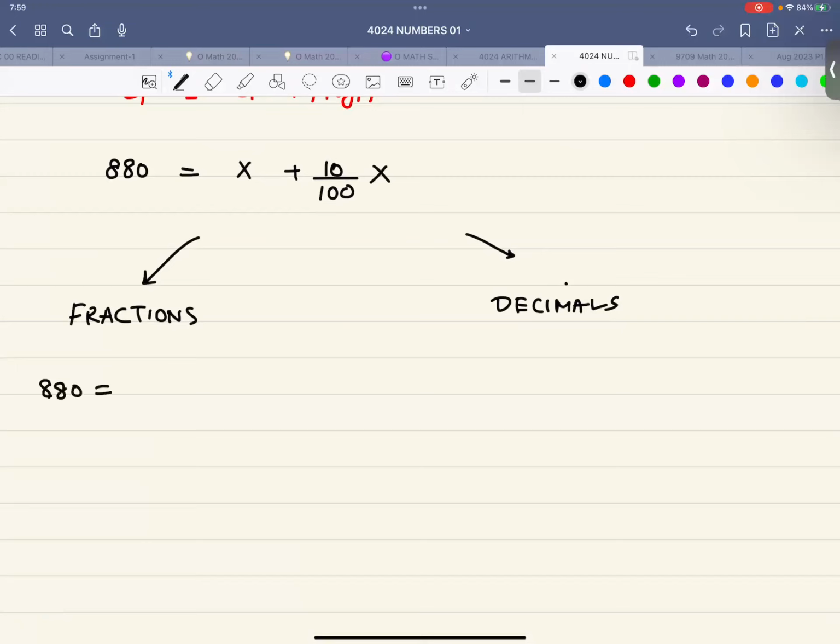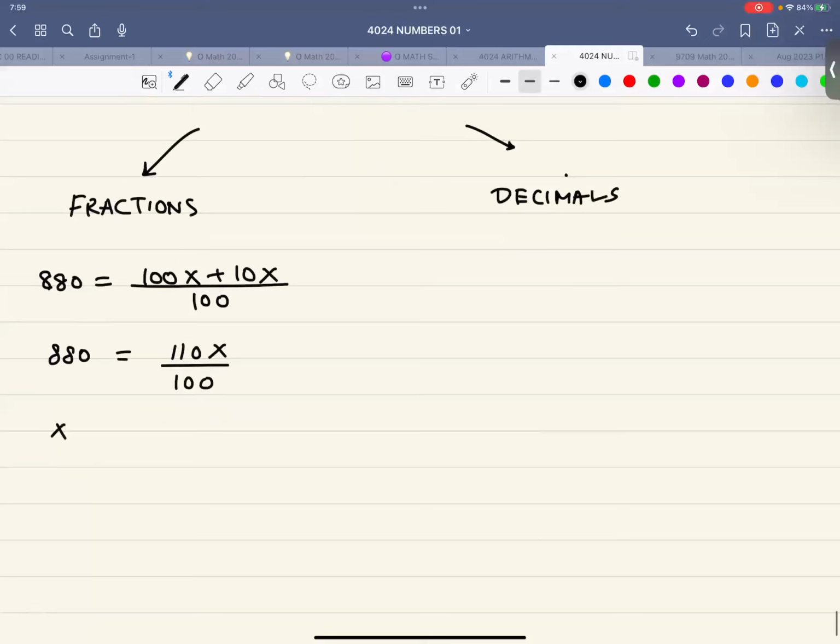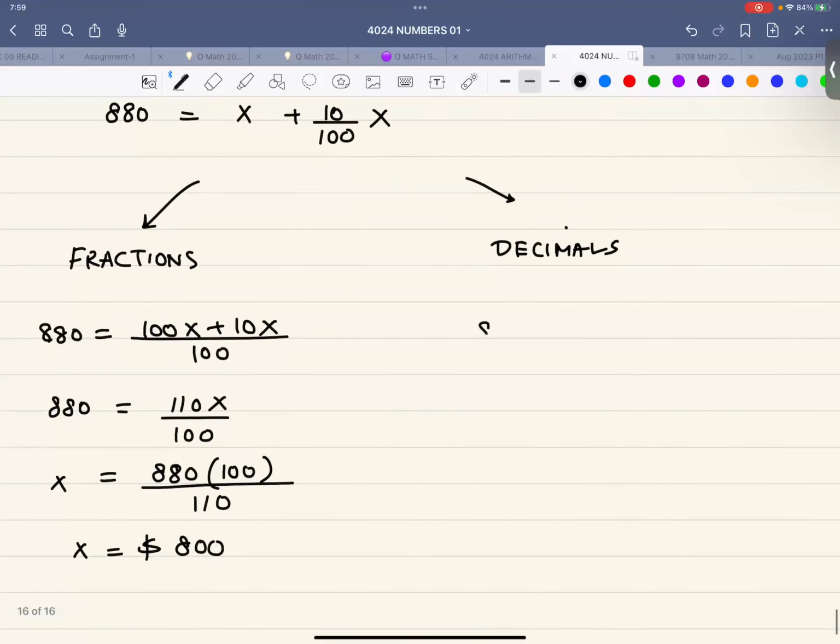If I work in fractions, I'll write 880 equals 100x plus 10x over 100. This is simply taking the LCM. So 880 is 110x over 100. Therefore, x comes out to be 880 into 100 divided by 110. x comes out to be $800, just like before.